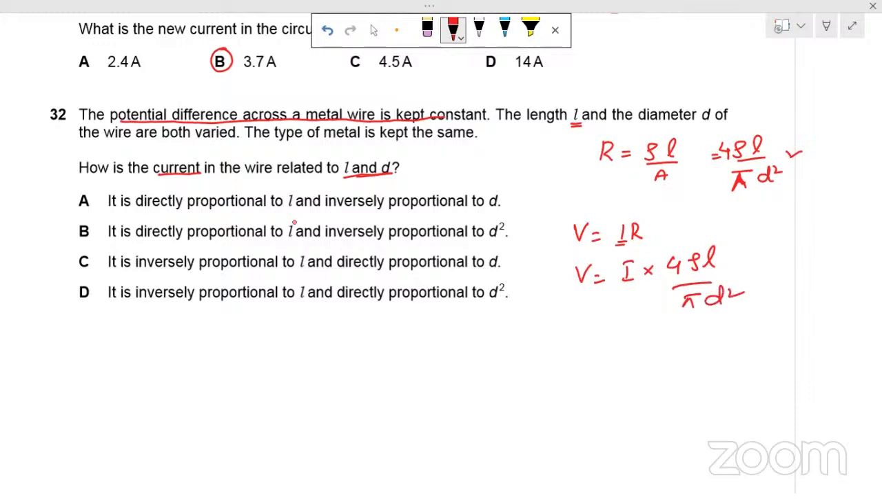Now let's make I the subject. So V times pi D square divided by 4 rho L will be equal to I. Now, this final expression will tell you your answer. The current I is inversely proportional to L and directly proportional to D square.